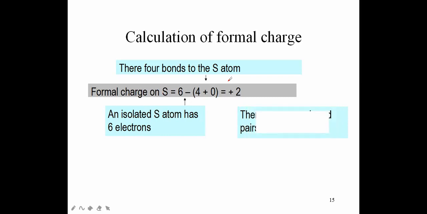So we'll see that the 4 are the bonded ones, and there are no unshared electrons for sulfur. So the formal charge on the sulfur is a positive 2. We indicate the plus because 6 minus 4 is positive 2. Do not just indicate it as 2. Then we calculate for the oxygen.